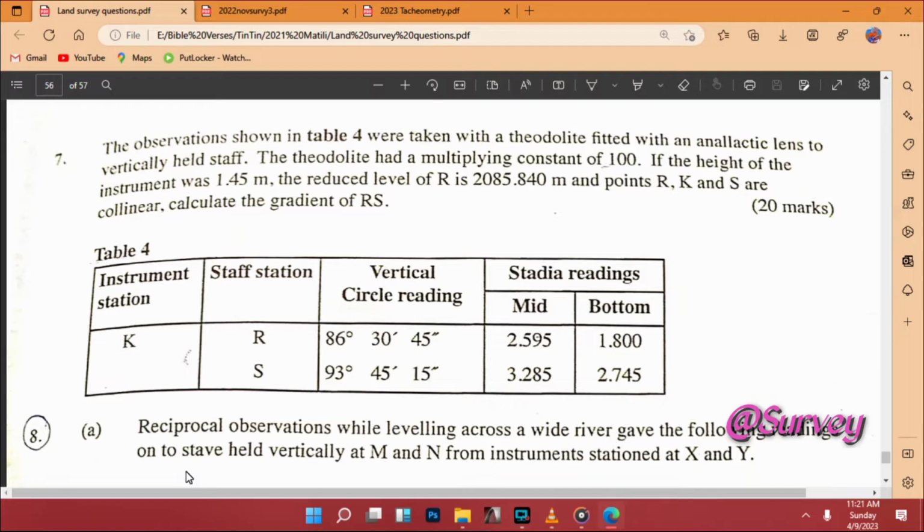The observations shown in table 4 were taken with a theodolite fitted with an analytic lens to verticality of the staff. So the staff was held vertical. The theodolite had a multiplying constant of 100. If the height of the instrument was 1.45 meters, the reduced level of R, here the staff station R, is 2085.840 meters, and points R, K and S are collinear. Calculate the gradient of RS. So this whole question carries a total of 20 marks.